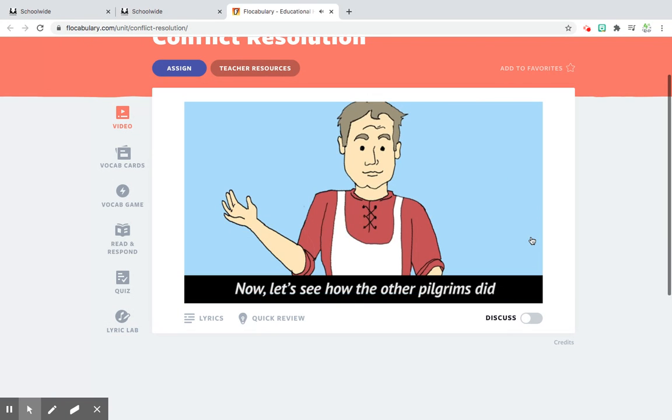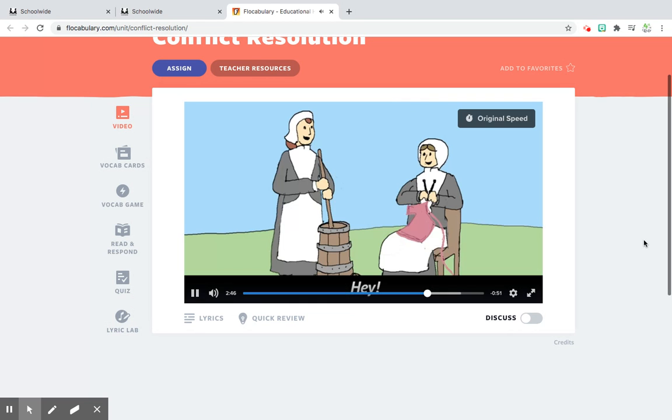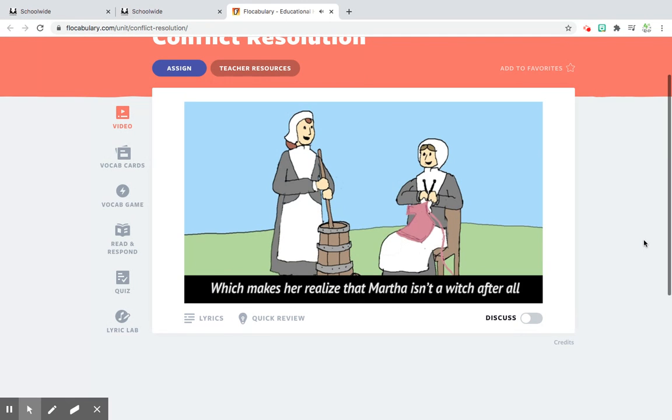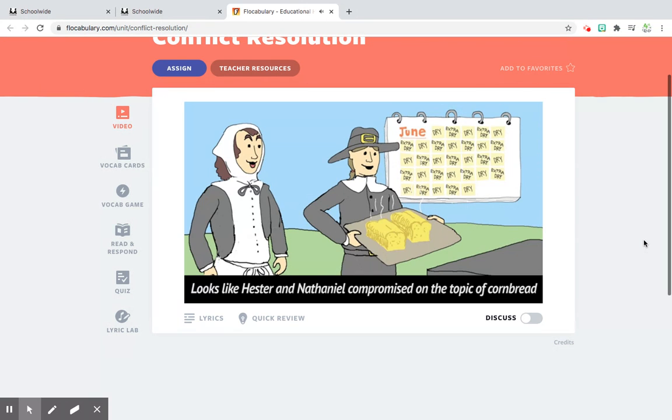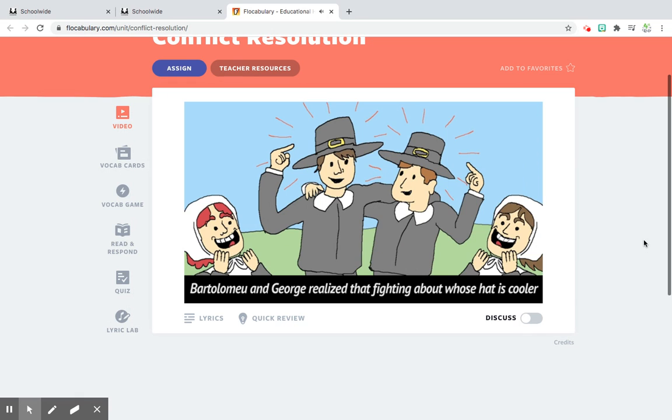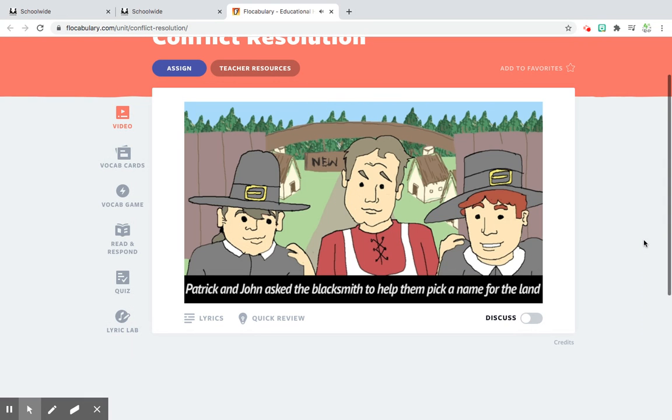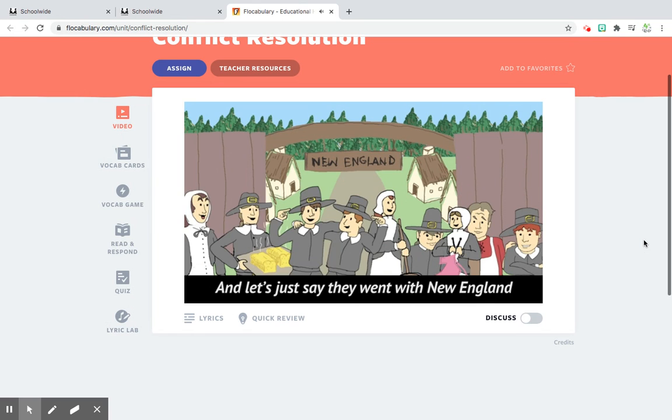Now, let's see how the other pilgrims did. Hey, seems like Abigail's really listening to Martha, which makes her realize that Martha isn't a witch after all. Looks like Hester and Nathaniel compromised on the topic of cornbread. Bartholomew and George realized that fighting about whose hat is cooler just isn't worth it. Patrick and John asked the blacksmith to help them pick a name for the land. Let's just say they went with New England.